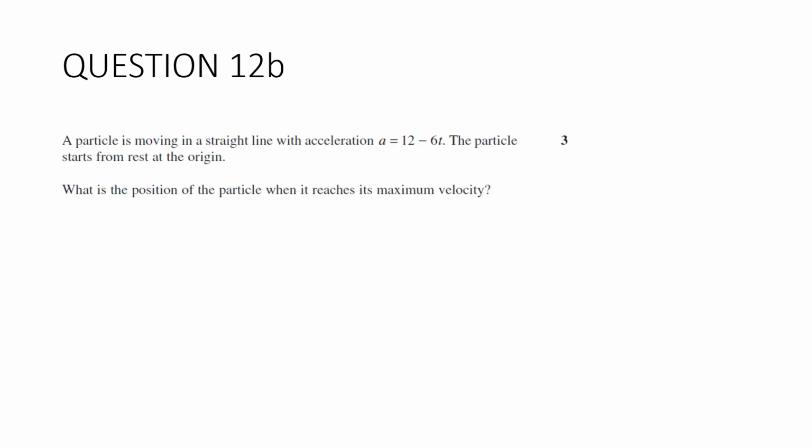12b. A particle is moving in a straight line with acceleration a. The particle starts from rest at the origin. What is the position of the particle when it reaches maximum velocity? Maximum velocity, of course, occurs when a is equal to 0. So 12 minus 6t is equal to 0, t is equal to 2.